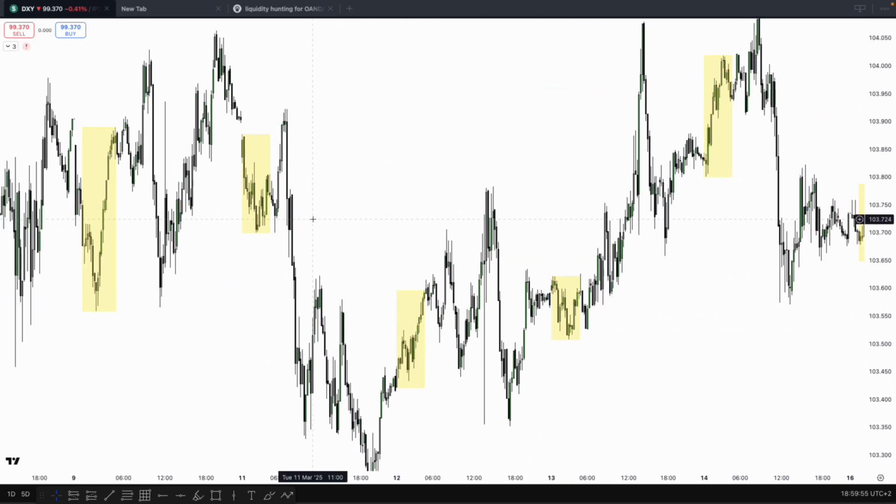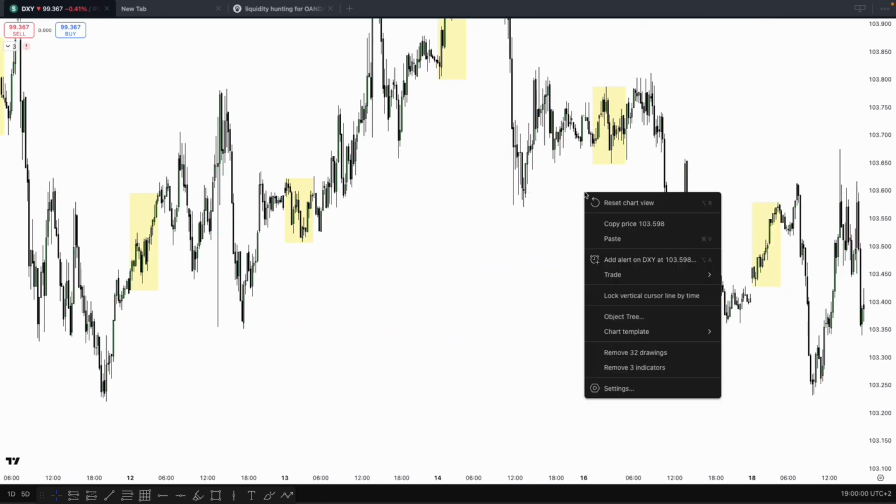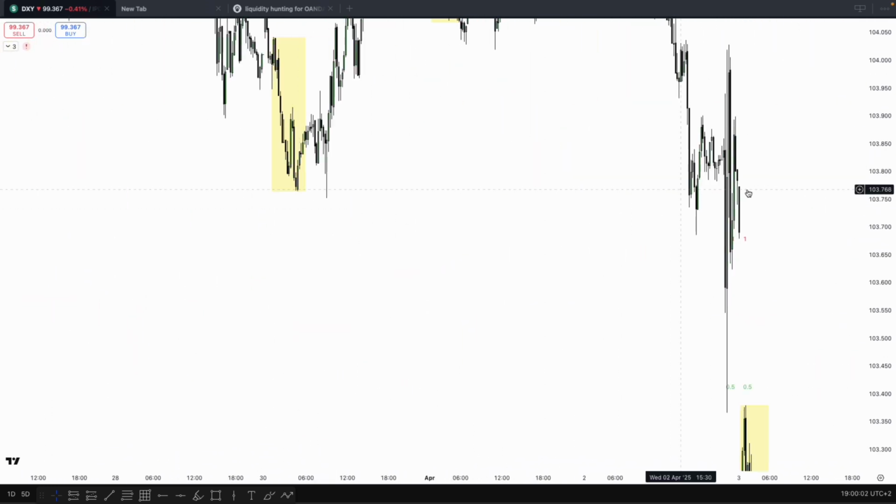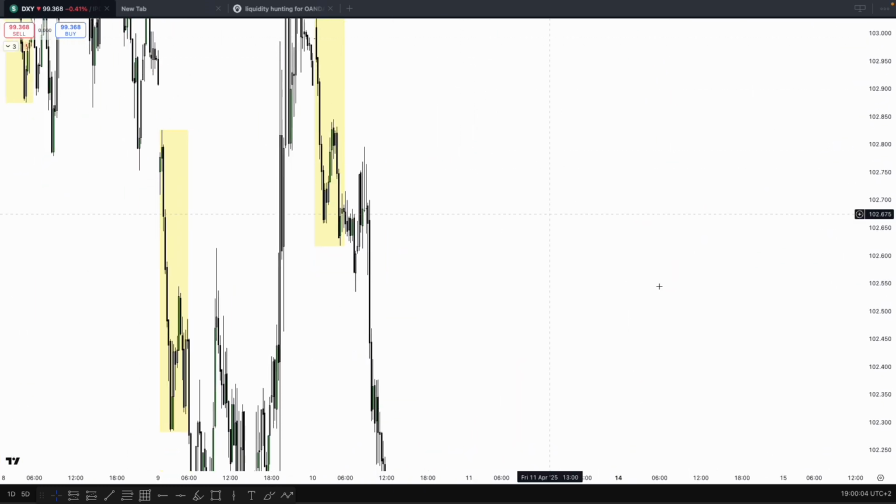It's a little bit difficult to spot. Sometimes a gap here, also a gap. It fills the gap and shoots down. And that's how I most times use DXY. It's more for the gaps.